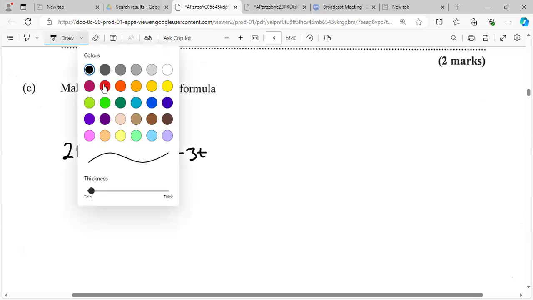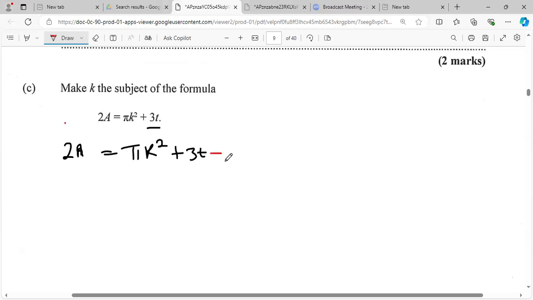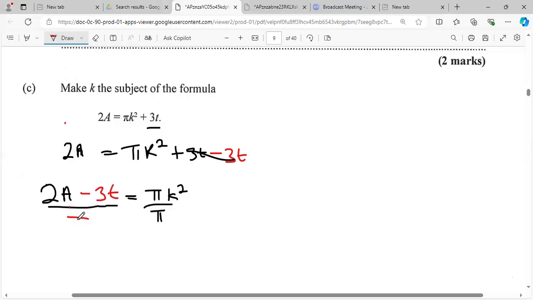See if I can color code it a bit. So we're going to first minus 3t from both sides. So here we have it, minus 3t. And of course, over here we still have the 2a. And of course, we still have pi k squared. Now we need to get rid of the pi. The pi is times k, so what do we do? We divide by pi. We also have to do this to the other side, which is to divide by pi. I wanted to color code the operations that I did, because sometimes students are not seeing it.